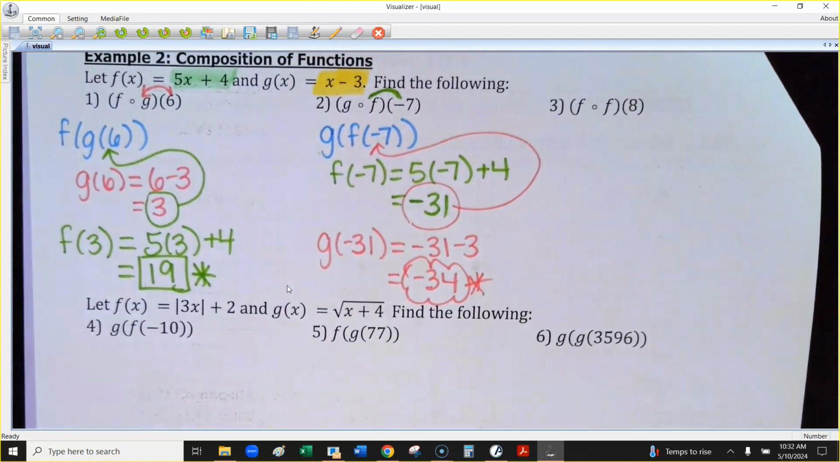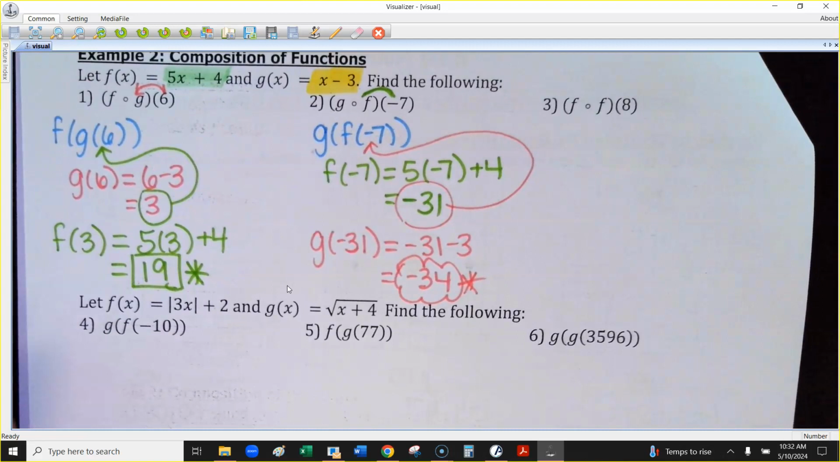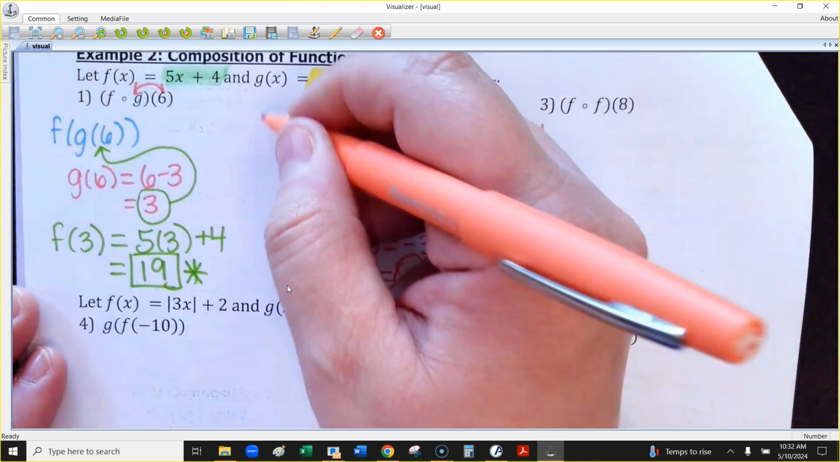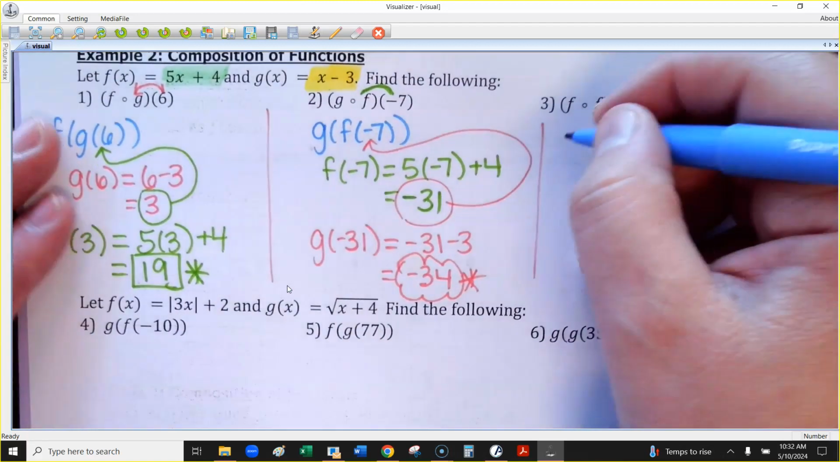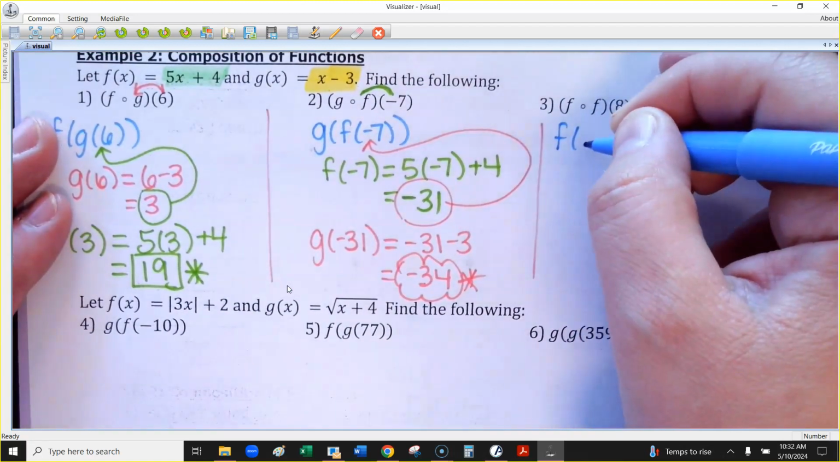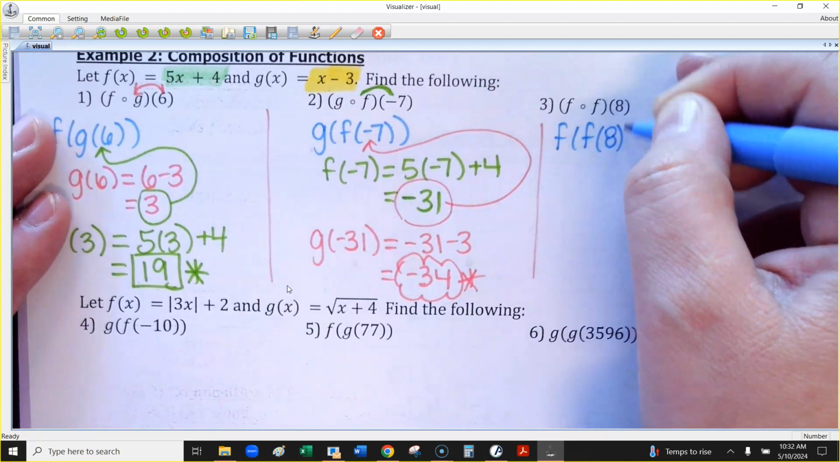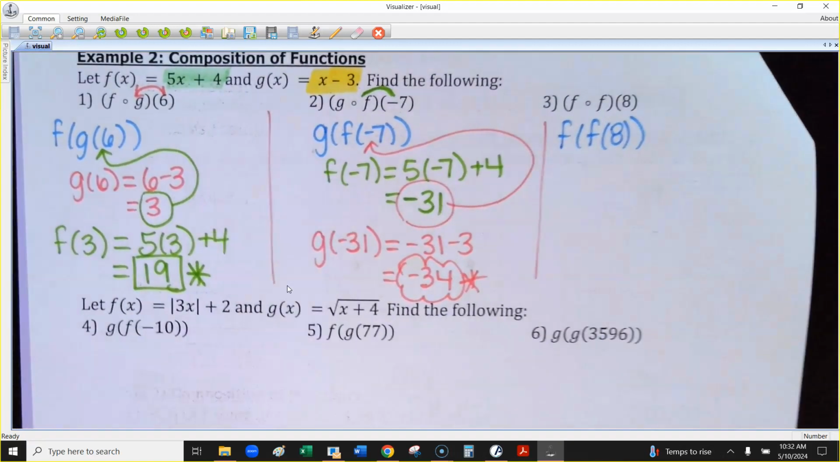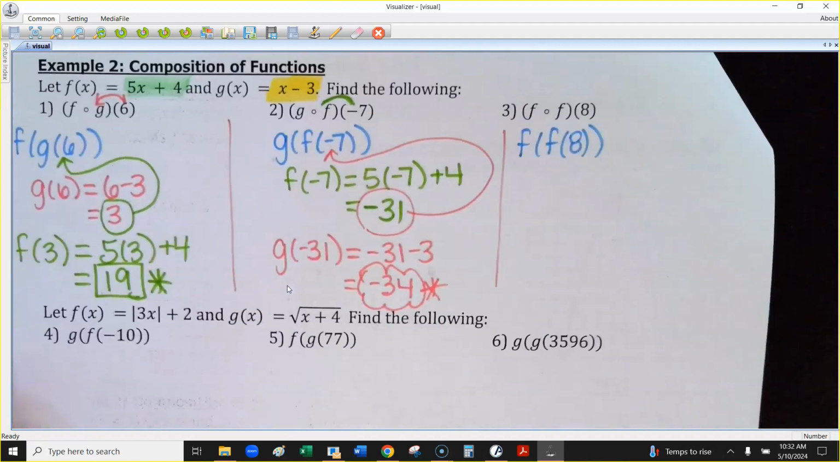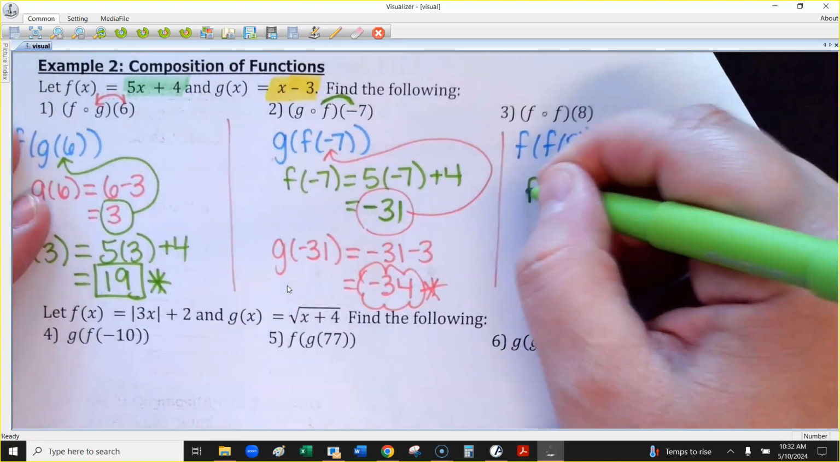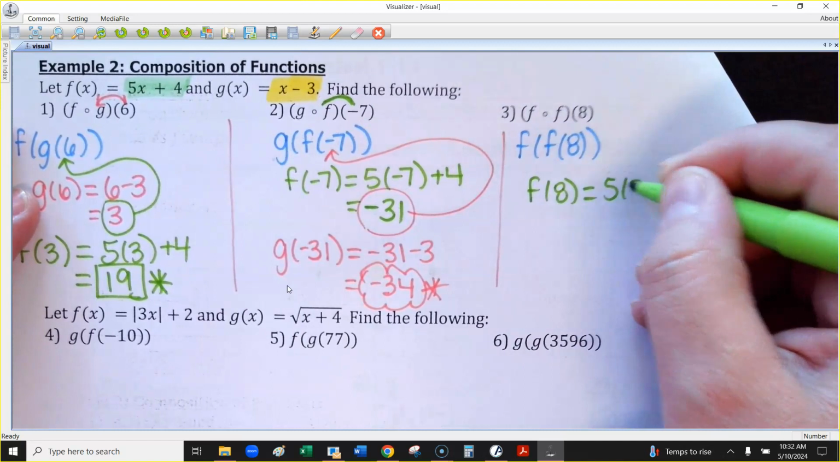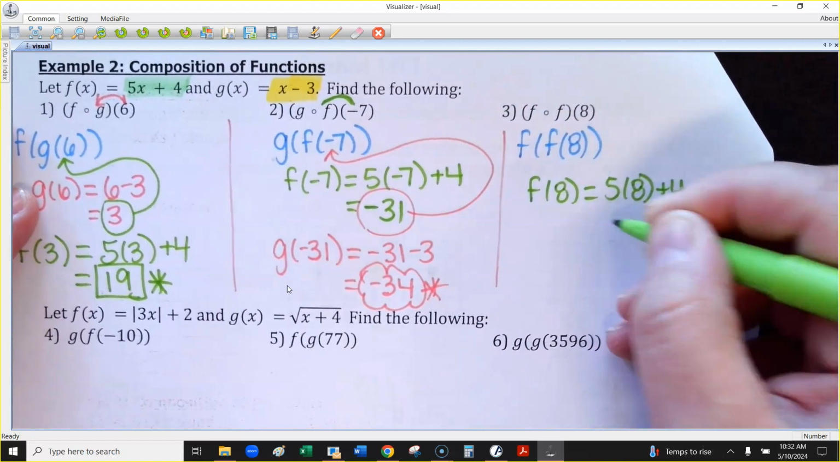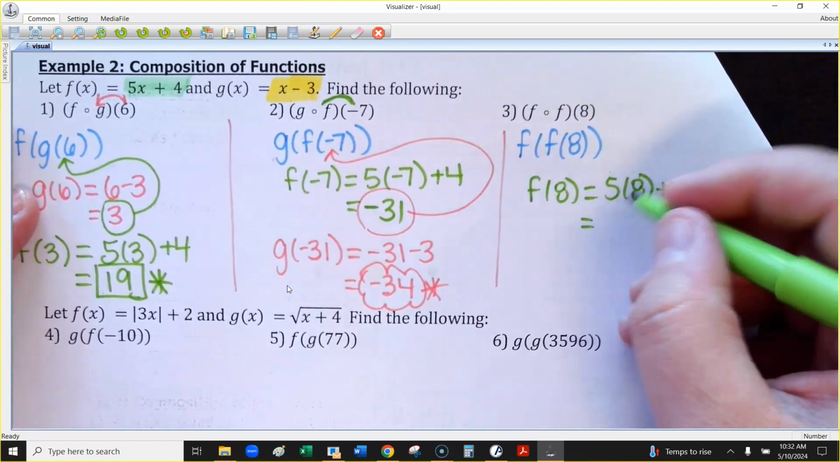So when you compose, you're going to plug something in twice. Now, you can, in this last little example, compose a function with itself. So this just means we're going to plug both of our answers into the same function. So first I'm going to plug in 8 to the f of x function. So f of 8 is just 5 times 8 plus 4. It's going to give me 44.